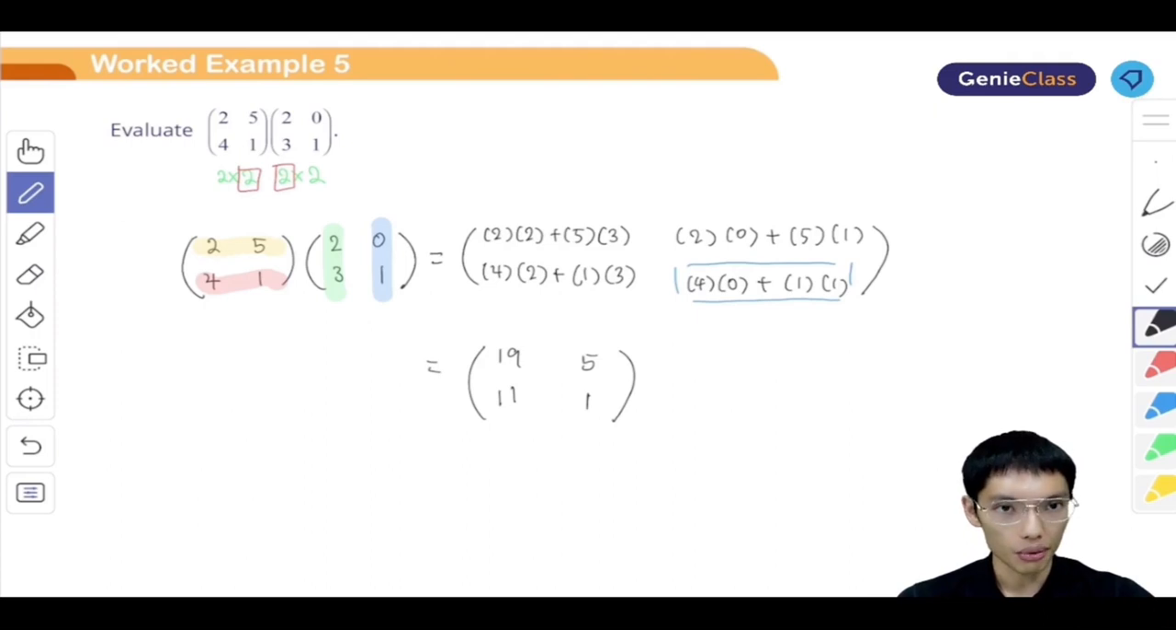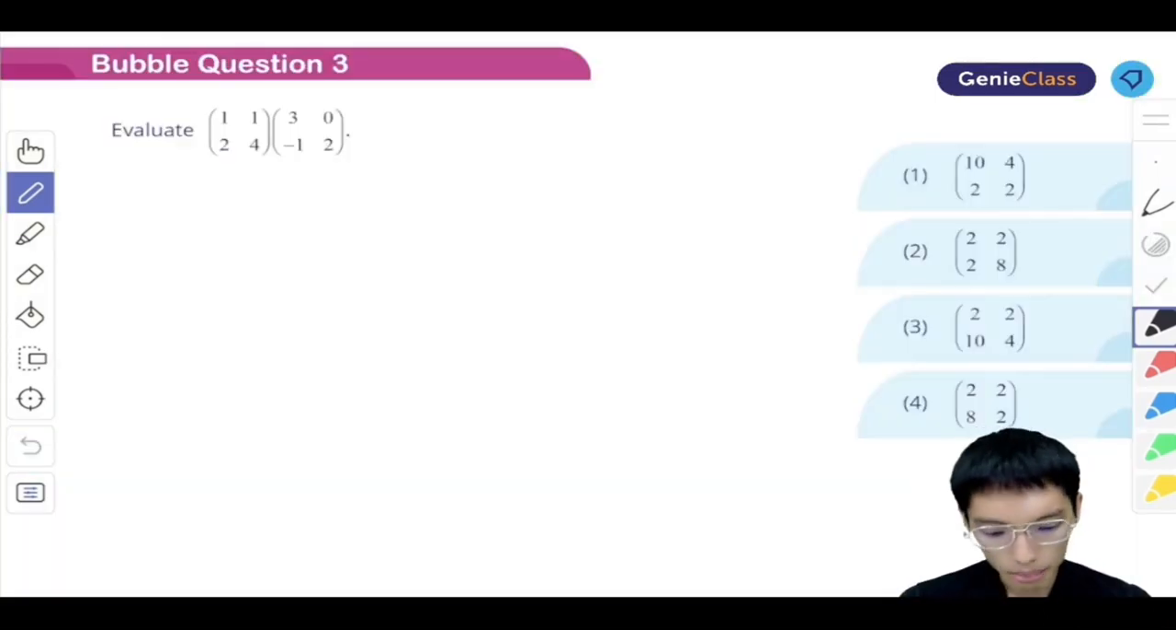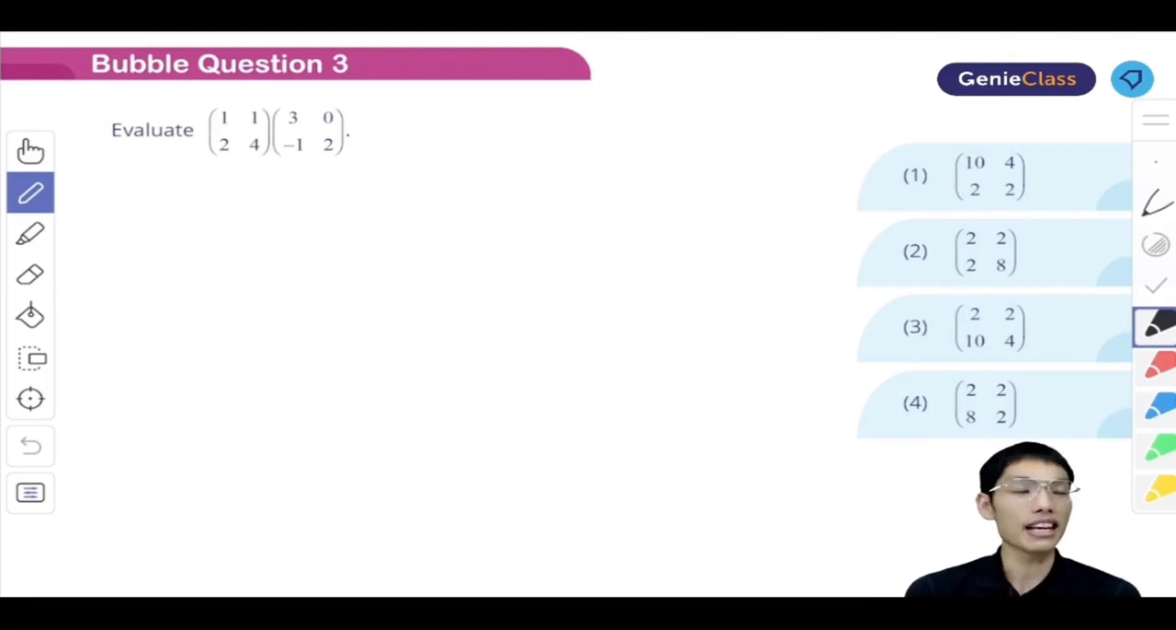Okay, so now with a worked example, I believe you know what's coming up. Bubble question for today. Bubble question 3 related to this. Similar, same order of the matrix, but how we multiply. Take note of the order that you have. In fact, all the order is the same, so you don't have to do the extra step, but take note how you should multiply. Launching the bubble launcher in 3, 2, 1. Let's go.